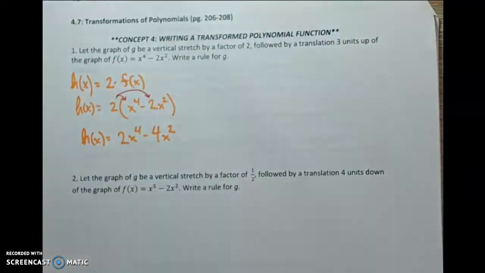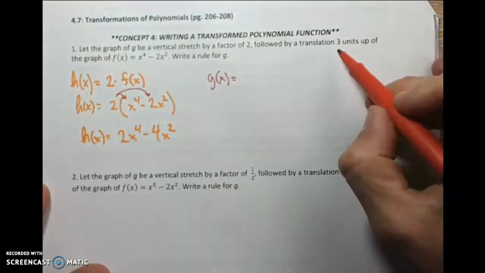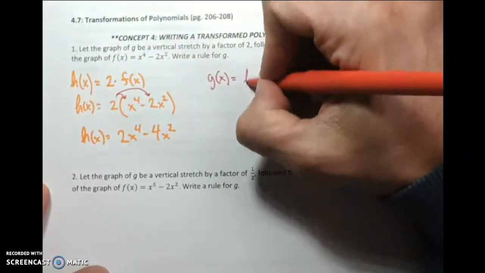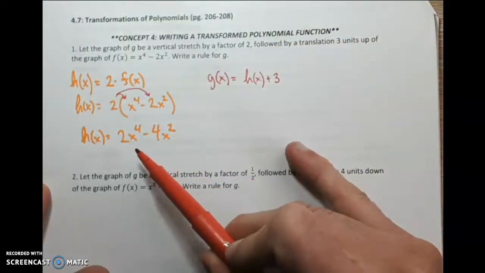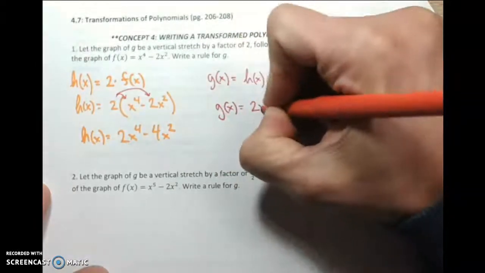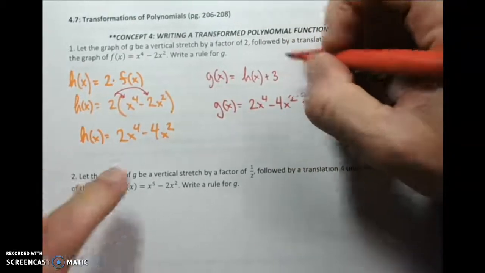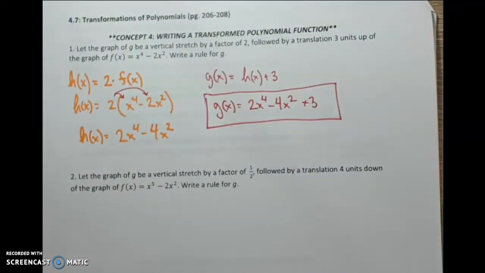Okay, nowhere else to go, right? Done with that part. I'm moving on to g of x. So my next transformation, g of x equals a transformation 3 units up of our h of x, right? So easy, h of x plus 3. Replace h of x with 2x to the 4th power minus 4x squared, and I'll be done. And then just plus 3. Done. That's it. Alright.